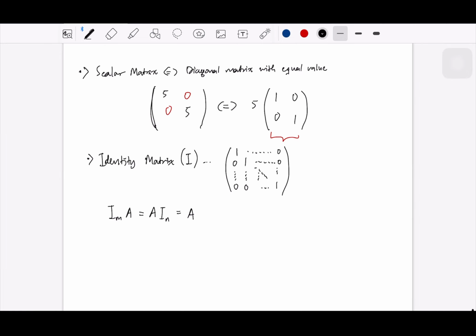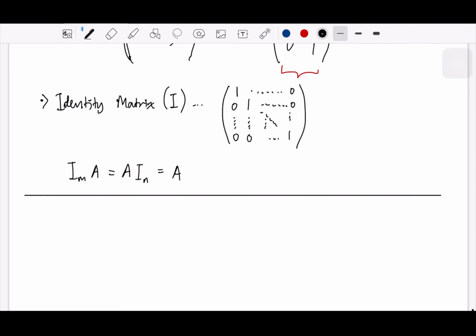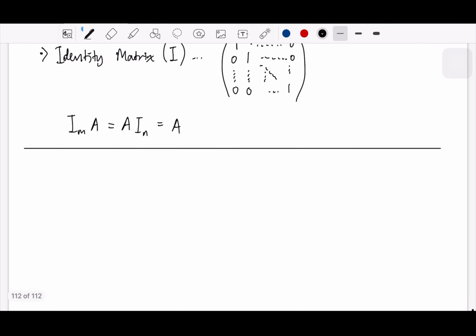Okay, that's it for the introduction of matrix algebra. The next section is the system of linear algebraic equations.